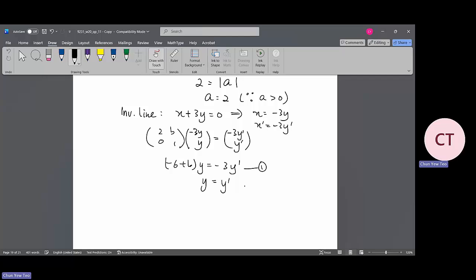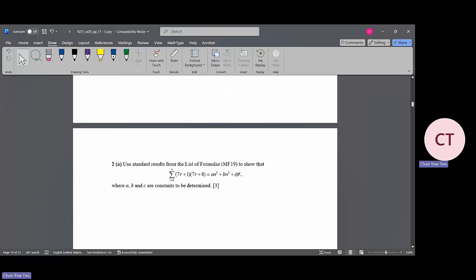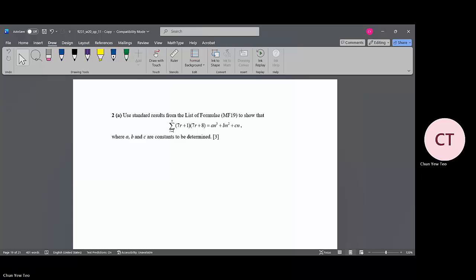I call this one equation 1, and this one equation 2. Take 1 divided by 2, and you get negative 6 plus B multiplied by y, divided by y, equal to negative 3y' divided by y'. You cancel and get negative 6 plus B is equal to negative 3. Therefore, B is 3. That is how you get the answer for number 1. Move on, we have question number 2.